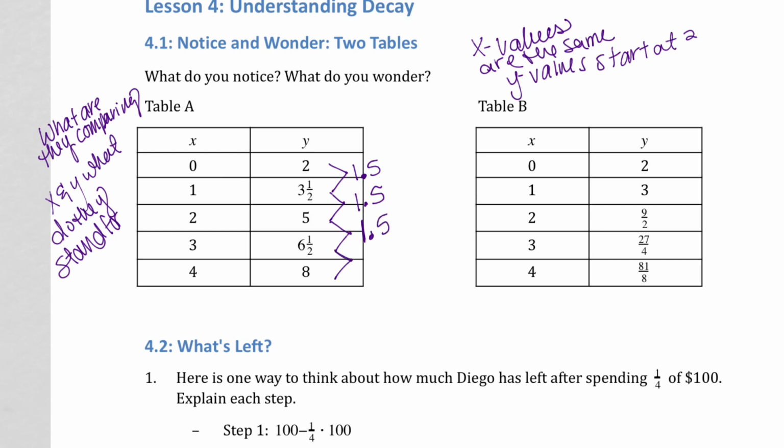And then between 6.5 and 8, how many is there? 2.5? No, it's not. Wait, it's still 1.5. So what do you notice about our factors there? They're all a difference of 1.5. So we're always adding 1.5 on this side.